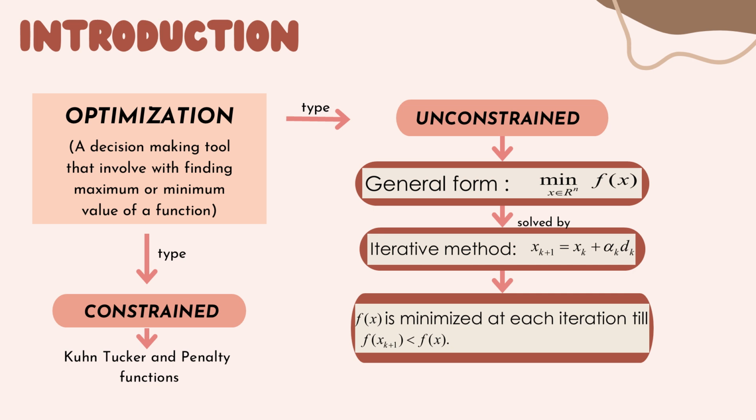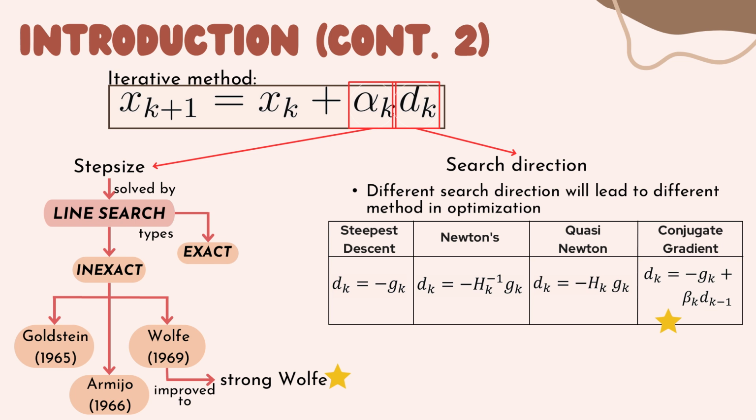This can be solved by the iterative method, which is x_{k+1} equals x_k plus alpha_k d_k. Function f(x) is minimized at each iteration till f(x_{k+1}) is less than f(x_k). So, the alpha_k in the iterative method is the step size. The step size can be solved by line search. There are two types of line search, but we focus on inexact line search. There are also several types of inexact line search, but we focus on using strong Wolfe.